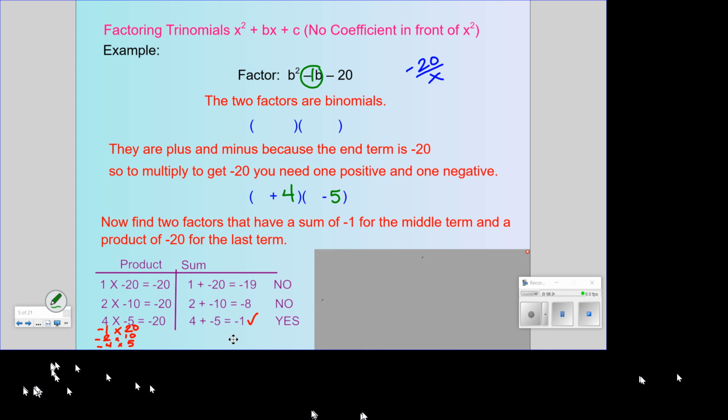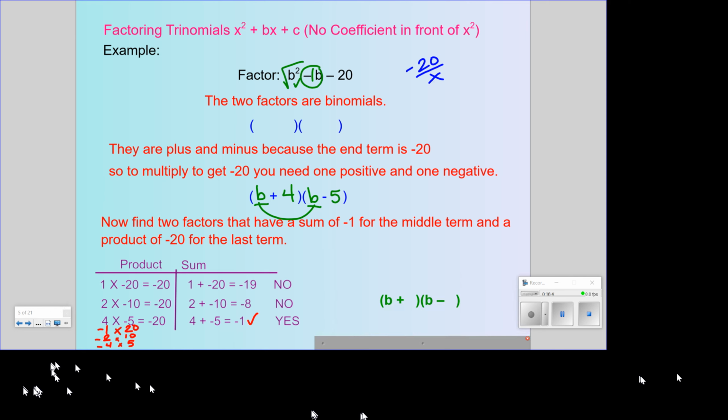Once we've done that, to fill out the first slot, we'll take the square root of that highest degree term, our first term. In this case, that's b. So each slot gets a b. We can check that by doing b times b, which gives us the b squared we're looking for. So our factors are b plus 4 times b minus 5.